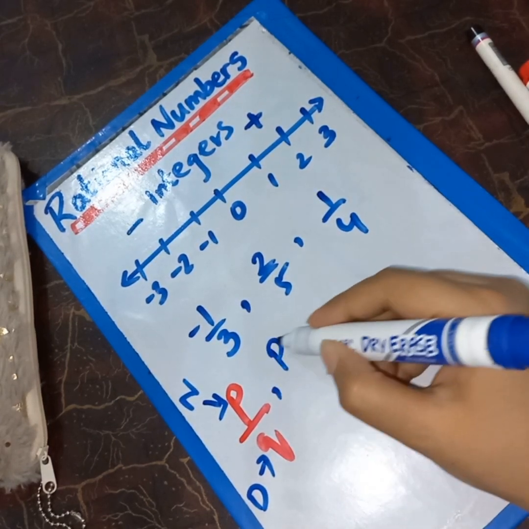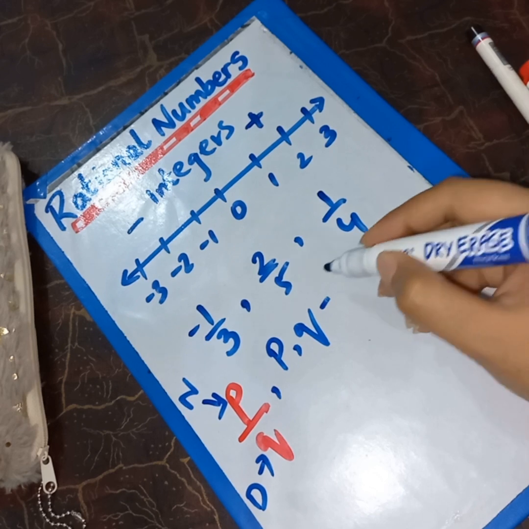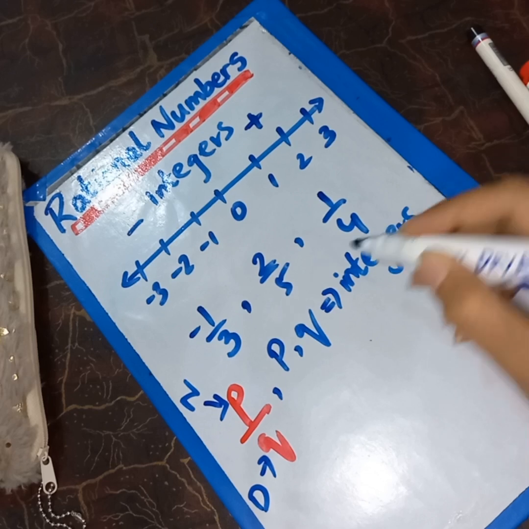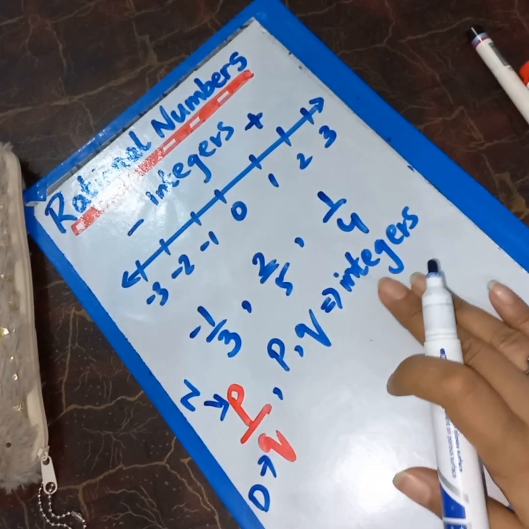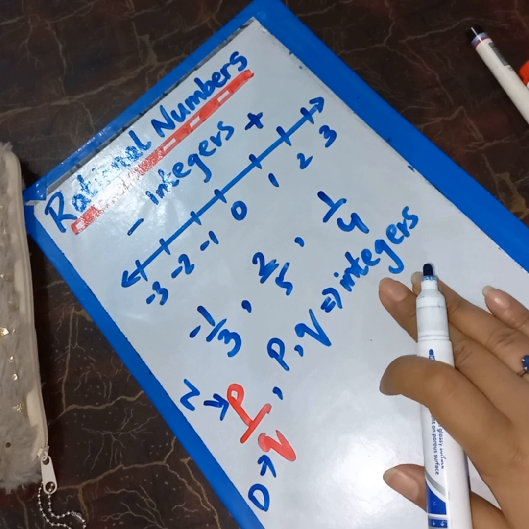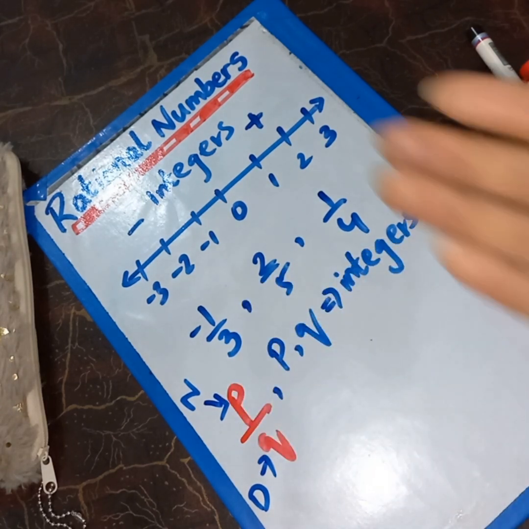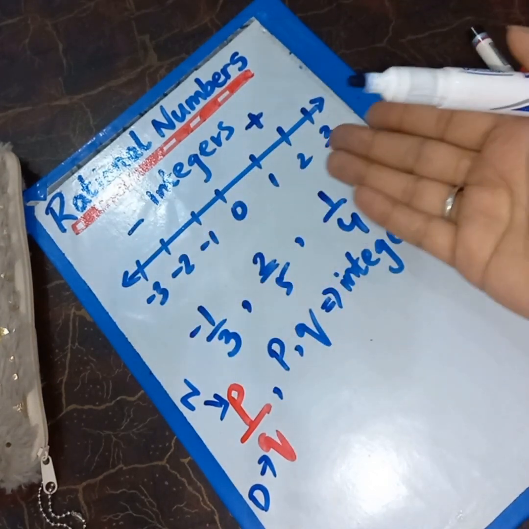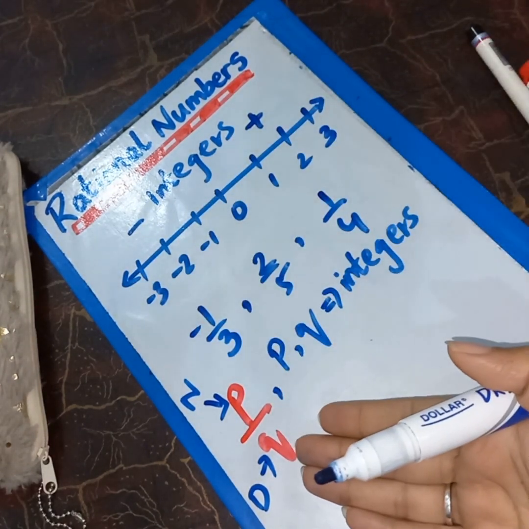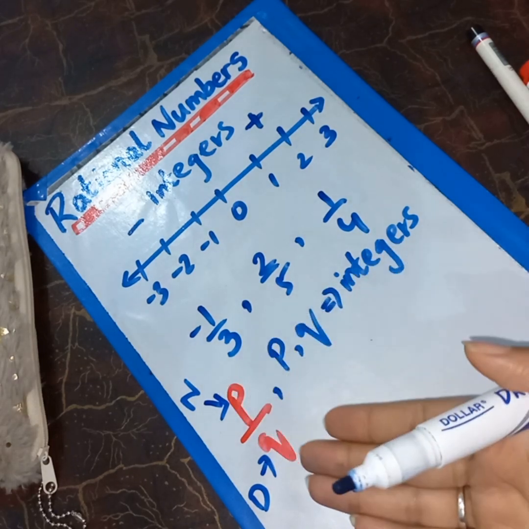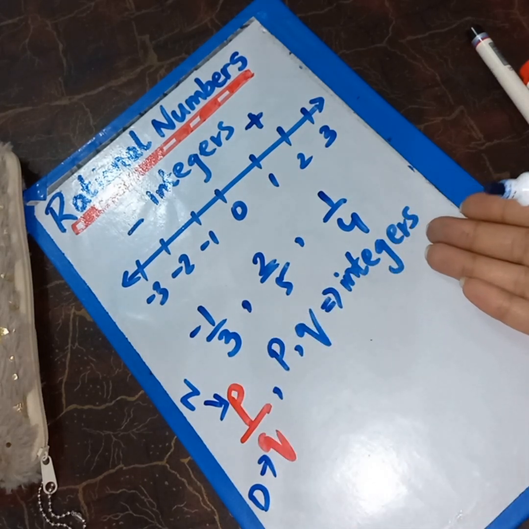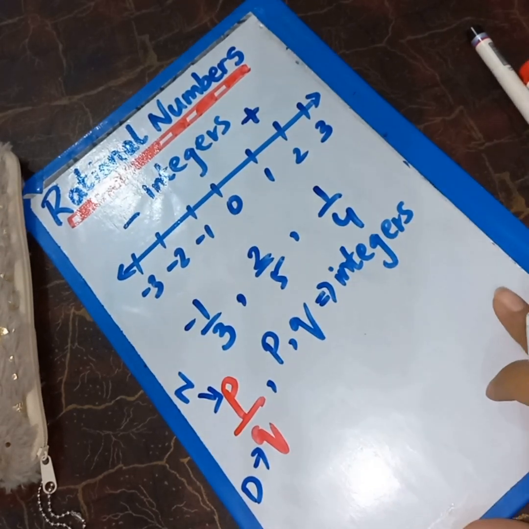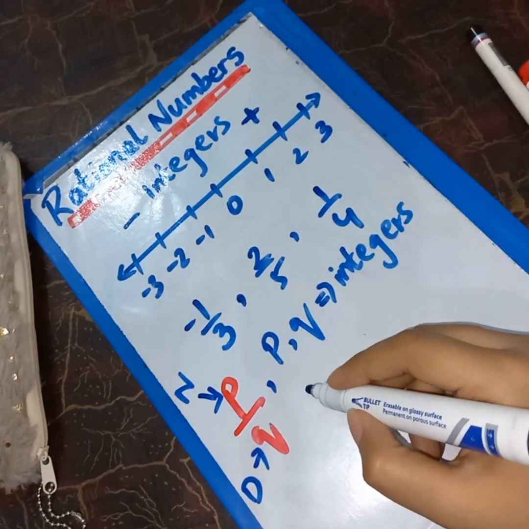Second condition is that P and Q both must be integers. They must be from the category of integers. Both numerator and denominator must be from the category of integers. In other words, they can be positive, they can be negative, depending upon the definition of integers. As you can see, in integers we have the set of positive and negative numbers both. So in this condition, P and Q, meaning numerator and denominator, can be equal to any integer.